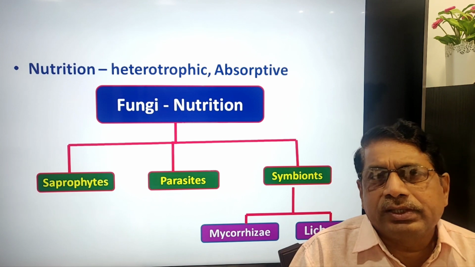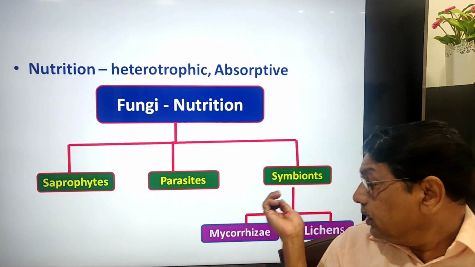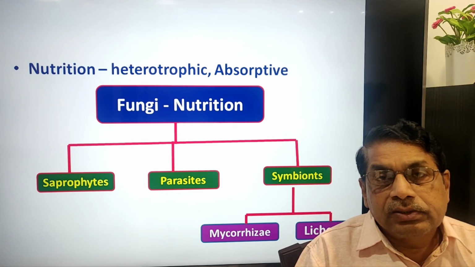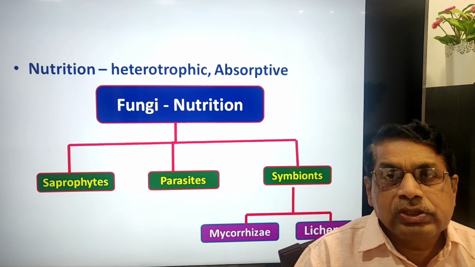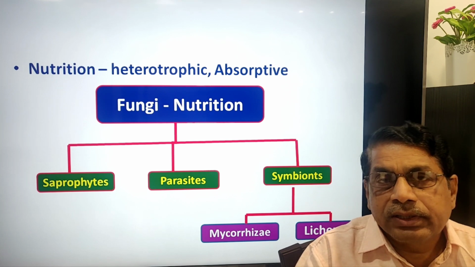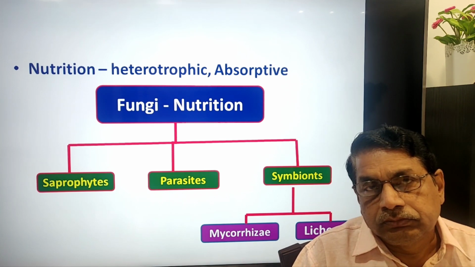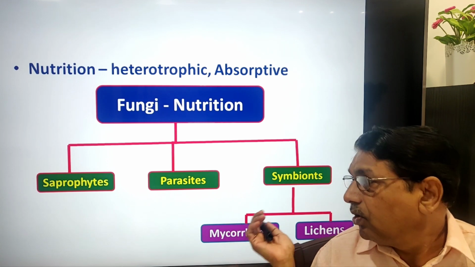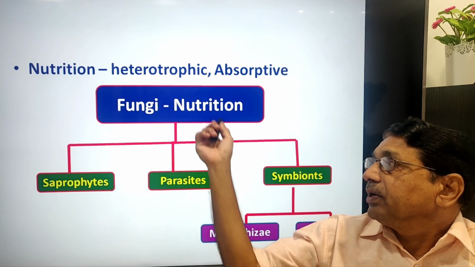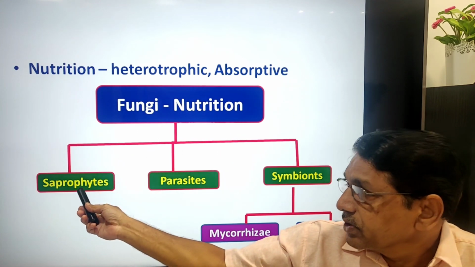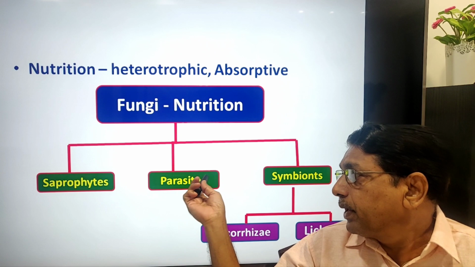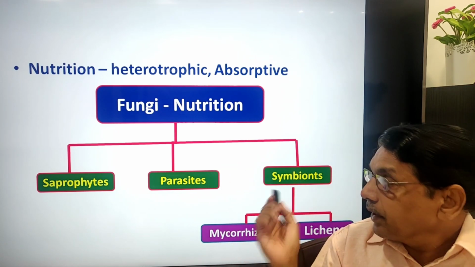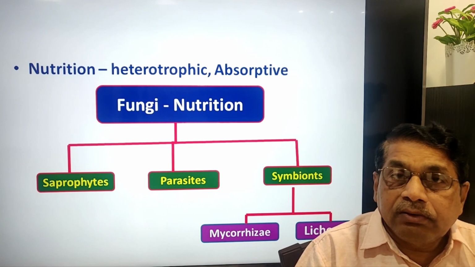Different types of mycorrhizae are there. Then lichens, we will study them in detail. A symbiotic association between a fungus and an alga is called lichen. So these are different modes of nutrition in fungi: saprophytes, parasites, symbionts, mycorrhizae, lichen. Again, there is a great variation.